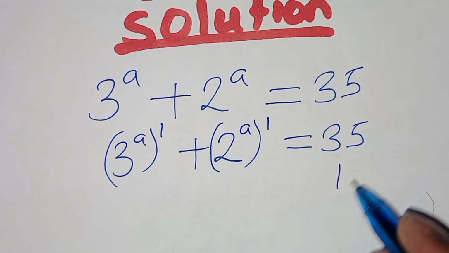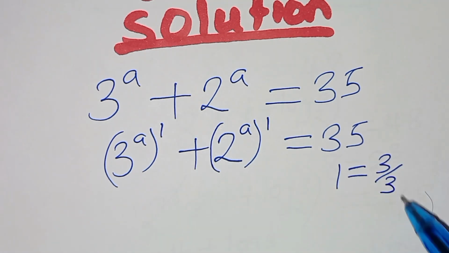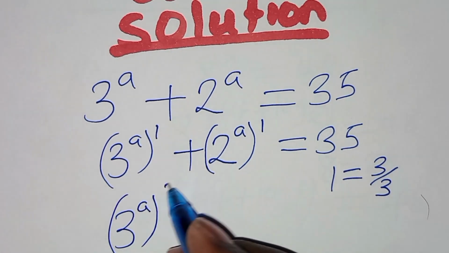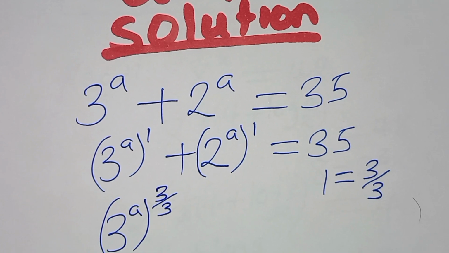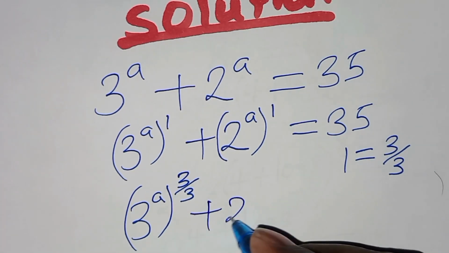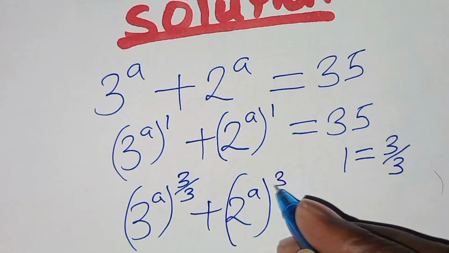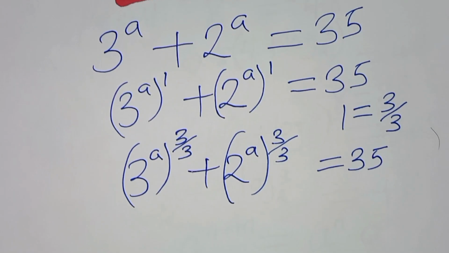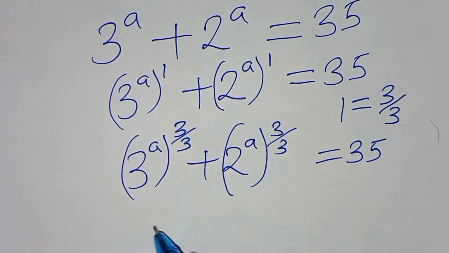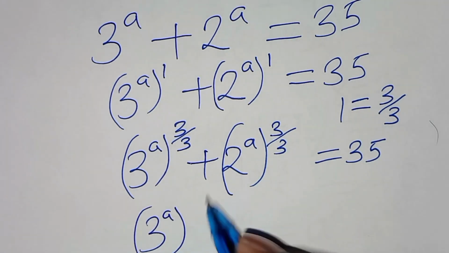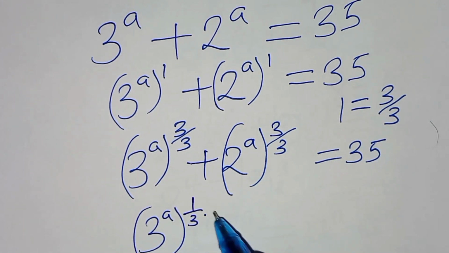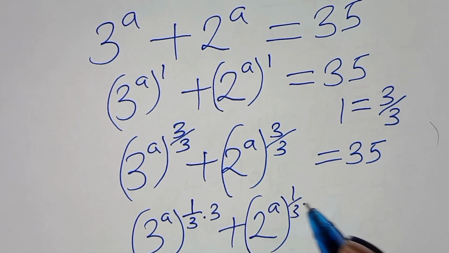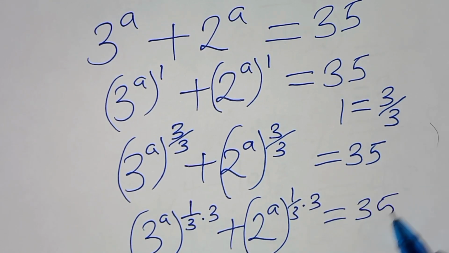Now we can express 1 as 3 over 3. So this implies here we have 3 to power a raised to power 3 over 3, plus 2 to power a raised to power 3 over 3. This is equal to 35. Now the next step from here, we can express this as 3 to power a raised to power 1 over 3 times 3, plus 2 to power a raised to power 1 over 3 times 3. This is equal to 35.